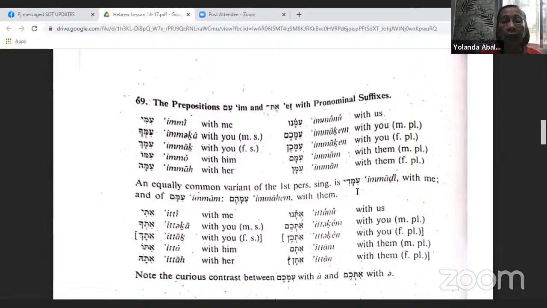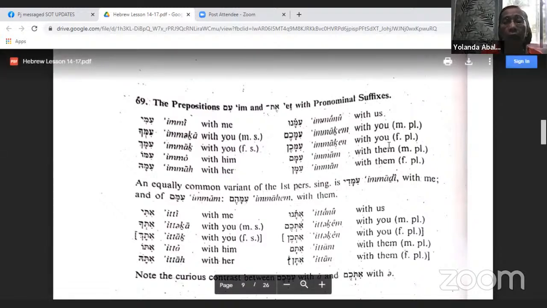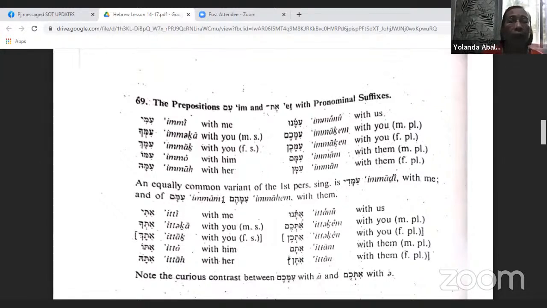What is imadi? First person singular variant, with me. And then imam. What was imam again? With them, the men. Imahem, with them, the men. Imam, you can see it there, with them, the men. Imahem, with them.